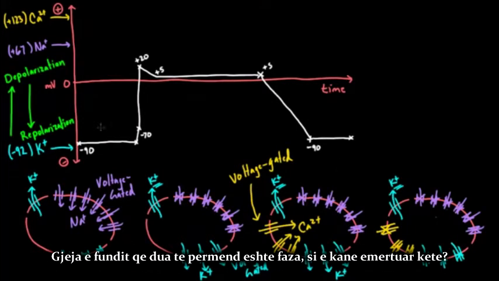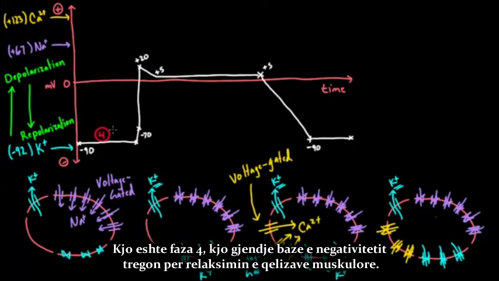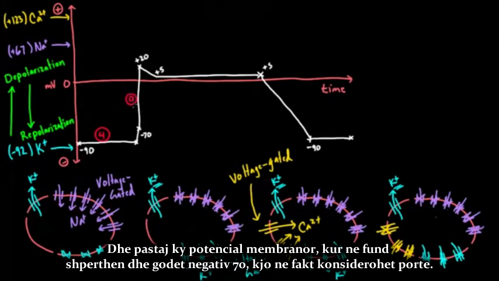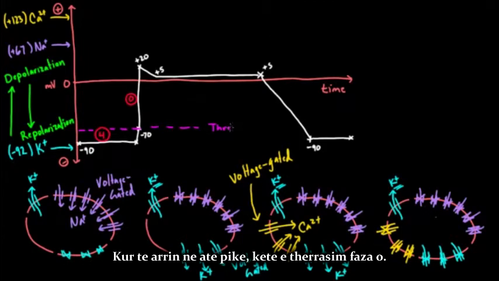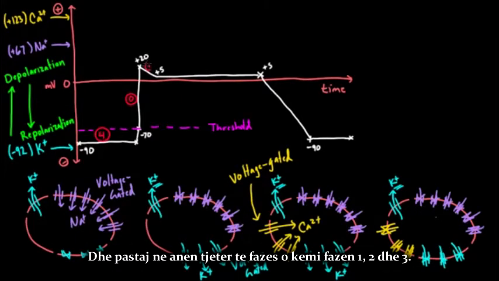The last thing I want to say is the stages, how they're named. So this is stage 4, this kind of baseline negative state that the relaxed muscle cell is in. And then this action potential, when it finally fires and it hits that -70, this is actually considered a threshold. This is our threshold. When it gets to that point, we call that stage 0. And then on the other side of stage 0, you have stage 1, 2, and 3.